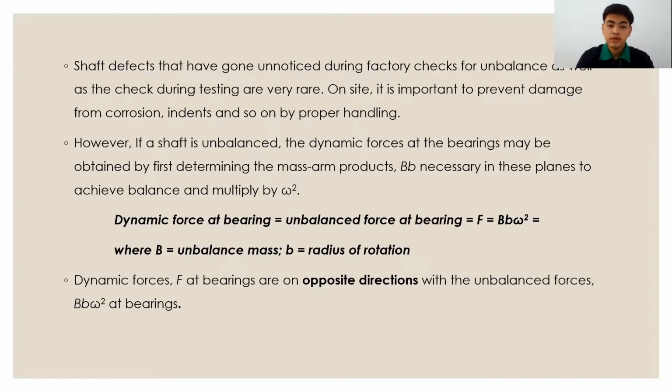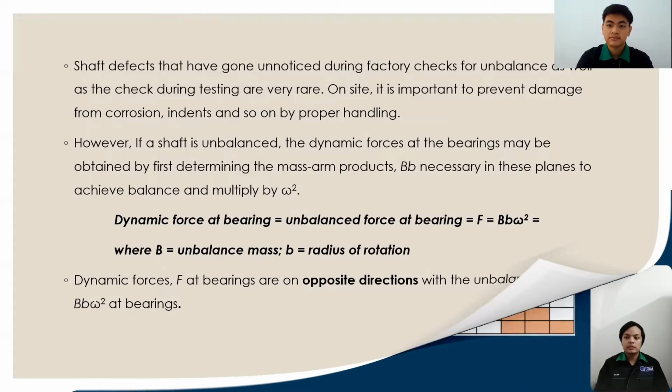So for the formula, dynamic force at bearing equals unbalanced force at bearing, F equals capital B omega square, where capital B is the unbalanced mass while b is the radius of rotation. Dynamic forces at bearings are in the opposite direction to the unbalanced forces, capital B omega square, at the bearings.